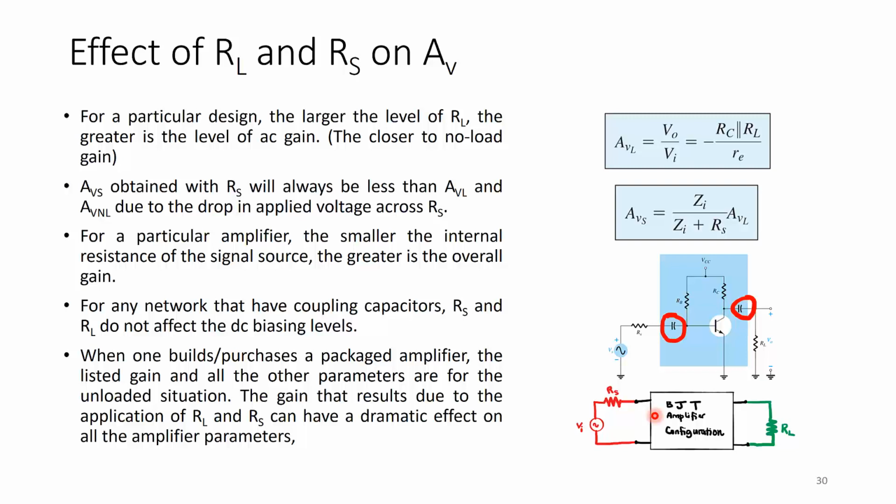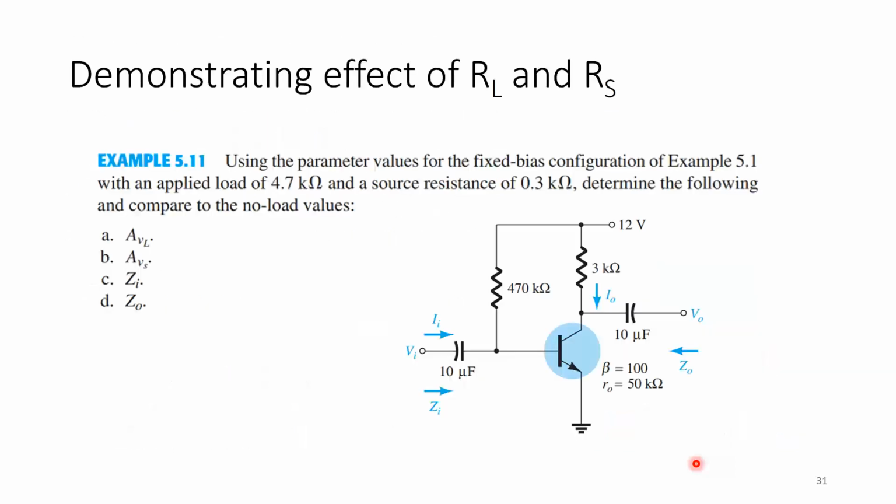So when one builds or purchases a packaged amplifier, the listed gain, the expected gain, the calculated gain, and all of the parameters are for the unloaded situation. So the gain that results due to the application of RL and RS matters, because when you build an amplifier, you want it to be connected to a source module and driving a load module. With RL and RS, it can have a dramatic effect on all the amplifier parameters, which you should be prepared to consider.